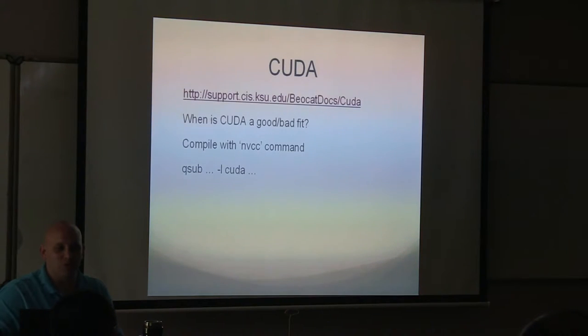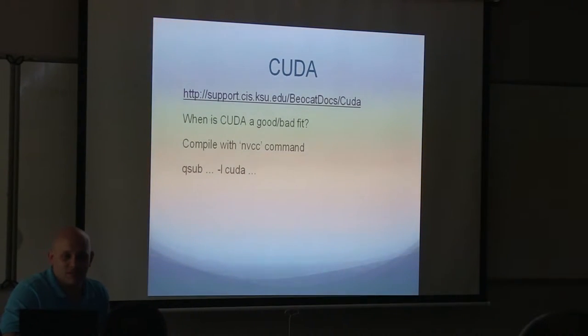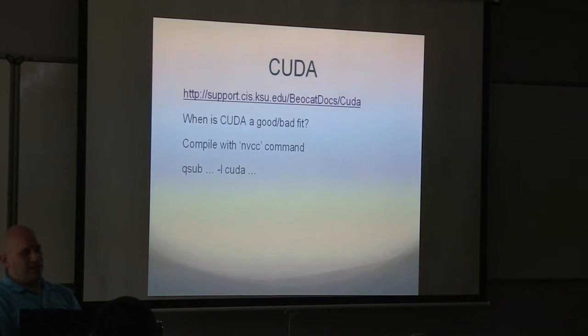Oh, I was going to just real quick mention CUDA, we have stuff on the website for doing that. I'm not going to go over it here, primarily because it's a big pain in the rear and I'd bore you all to tears with it. CUDA is GPU computing. It's very much like MPI. The cost of getting stuff into and out of the GPU is really expensive time-wise, but once it's in there, it's very efficient. You can compile those with the NVCC command and qsub with the resource saying you need CUDA.